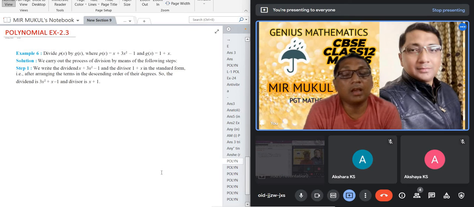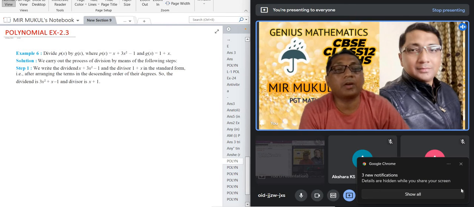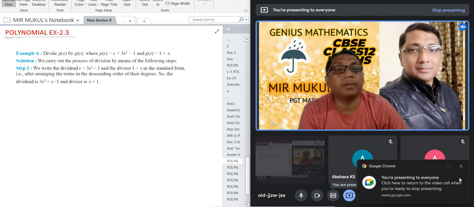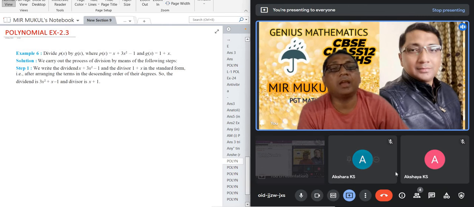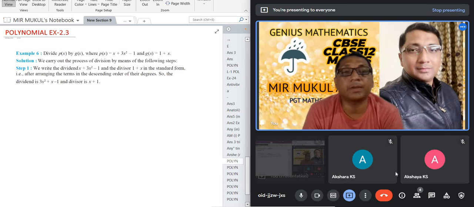So what is a polynomial? If p(x) equals a0 plus a1x plus a2x square plus a3x cube plus dot dot dot an x to the power n, where n belongs to whole numbers and ai belongs to real numbers, that kind of algebraic expression is called a polynomial. And we learned the degree of a polynomial. We learned types of polynomials.